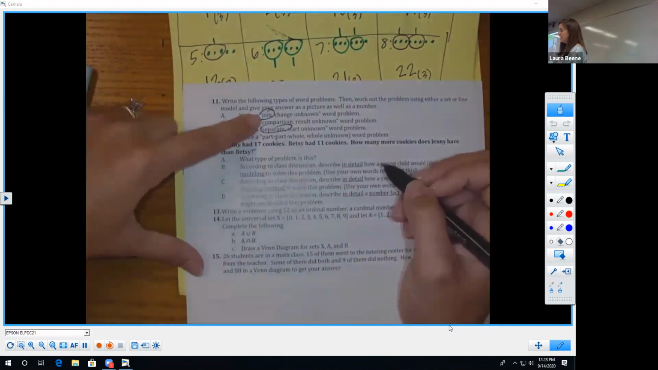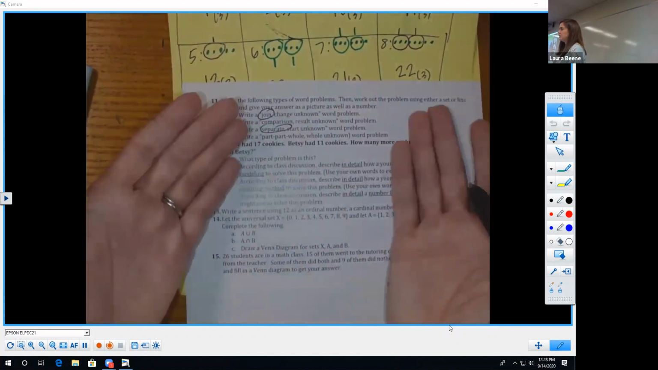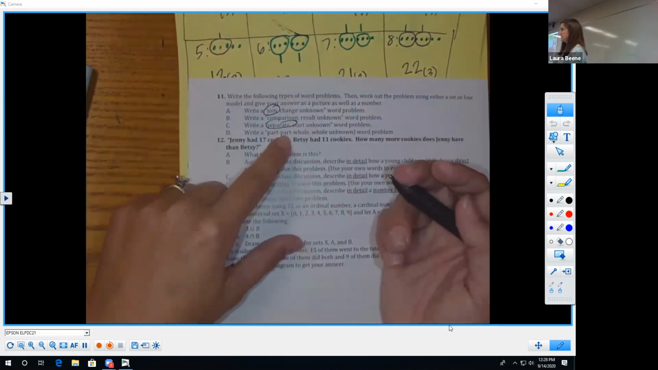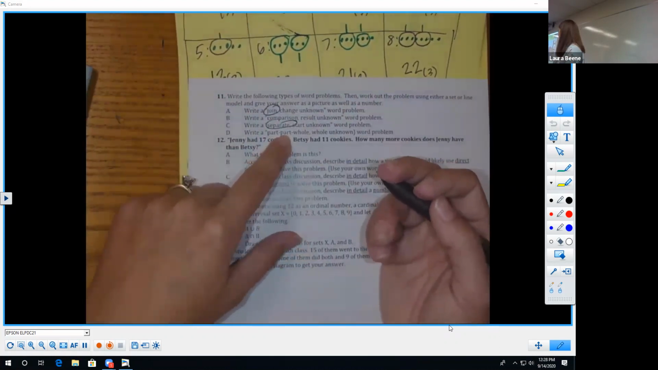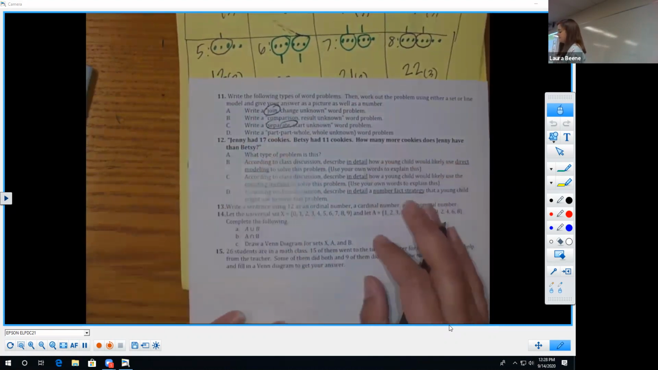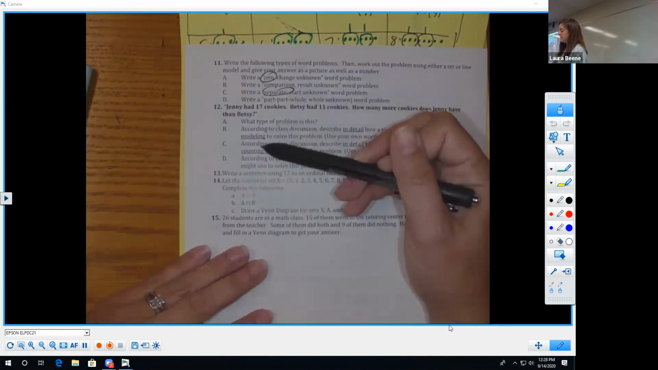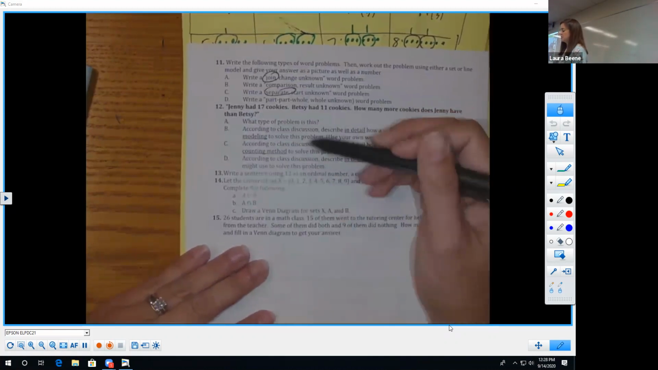Comparison is when you have 2 different sets of things and you compare them, and part-part-whole is like we have donuts, half for strawberry and half for chocolate, that sort of thing. But let's go over 12, because B, C, and D is the most missed part on the test, I feel like. So look at number 12.